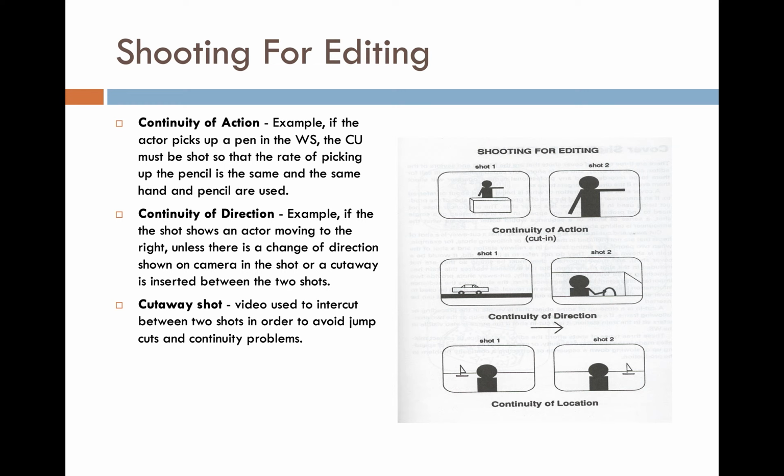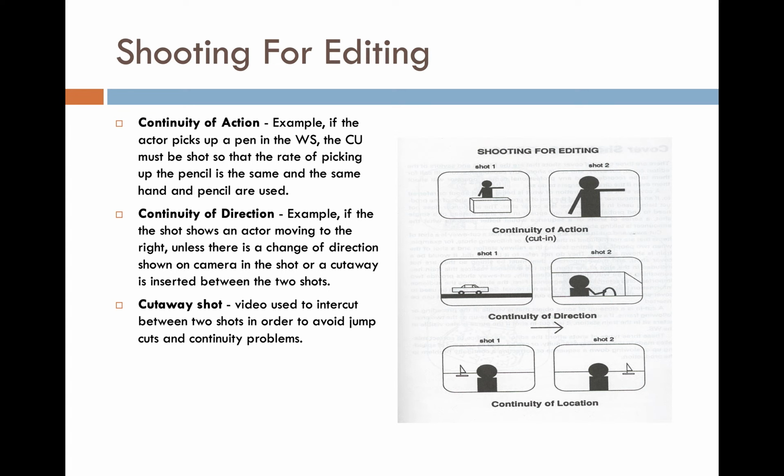Shooting for editing. Continuity of action. Example: if the actor picks up a pen in the wide shot, the close-up shot must be shot so that the rate of picking up the pen is the same, and the same hand is used. Okay, so keeping that action and that speed the same, and that you're also keeping it in the same hand.